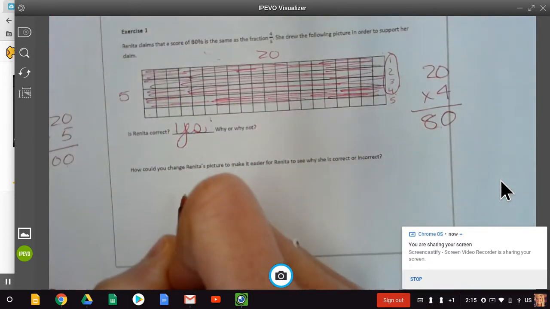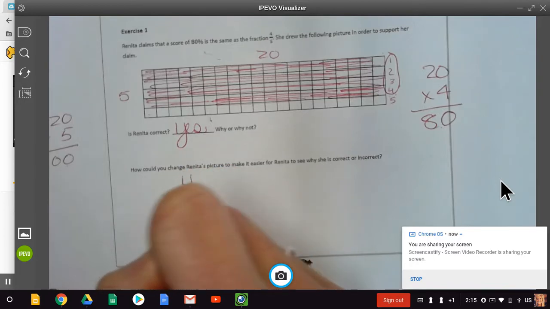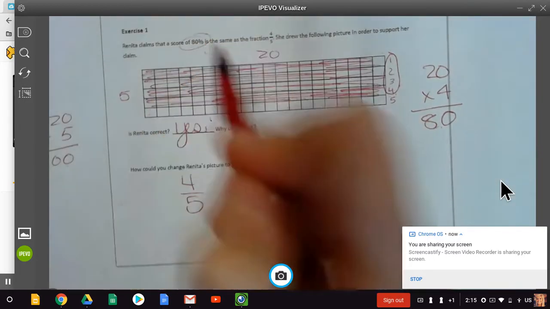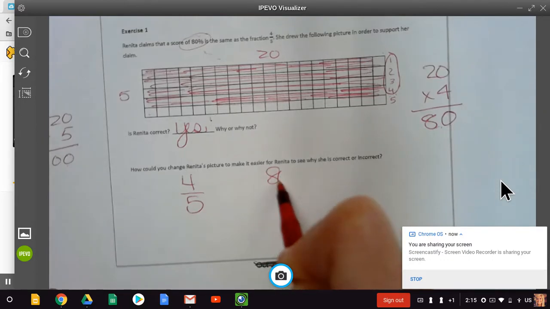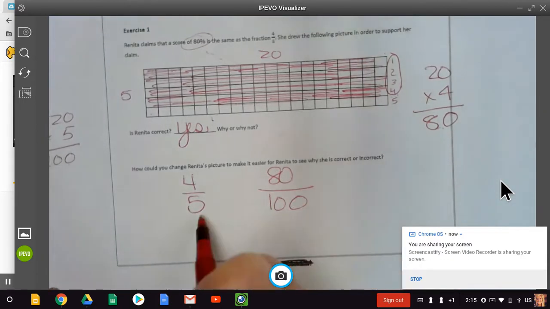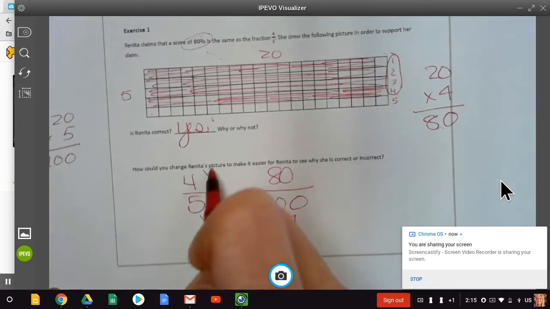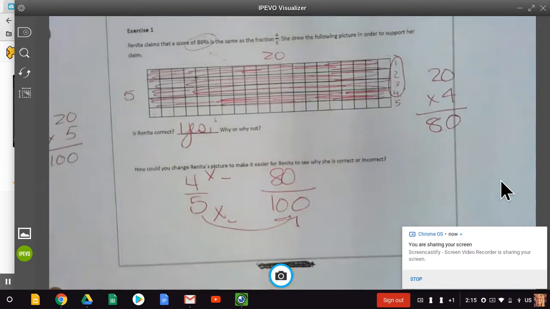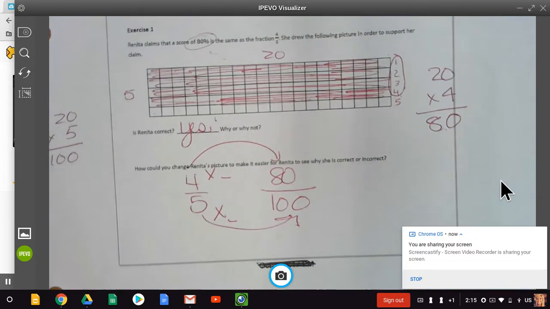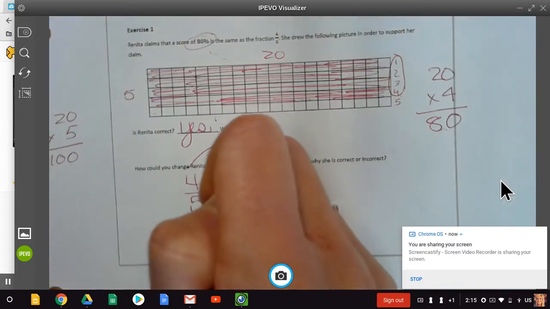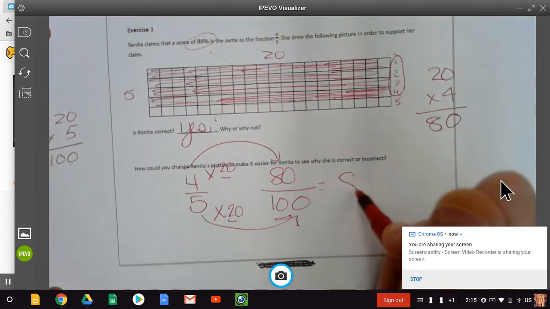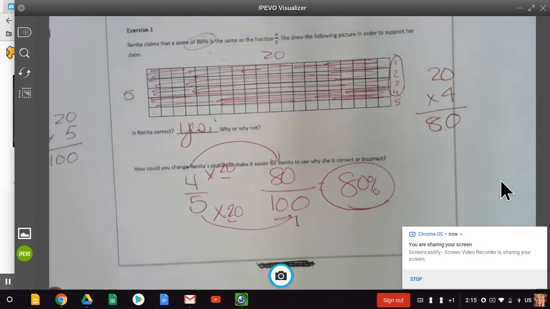We're gonna show. So we can show 4/5, and we want to try to get up to 80%. Now, 80% would go on the top because I know 100 would go on the bottom. If you multiply this by a number, is it the same number that you would multiply this by to give you 80? What number times 5 would give you 100? Is it the same number to give you 80? If it is, then Renita is correct. It is 80%. So hopefully you said 20, and 80 hundredths is the same as 80%. So she is correct.